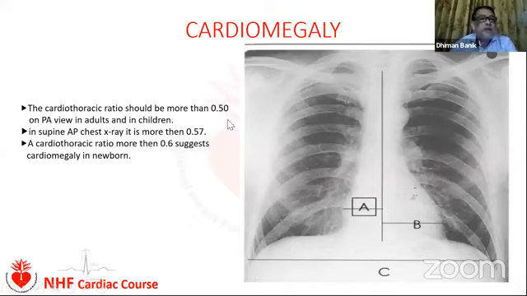If (A plus B) divided by C is greater than 0.5 in adults or in children, it is said to be cardiomegaly. In supine or AP chest X-ray, in the anterior posterior view, if the ratio is more than 0.57, it is said to be cardiomegaly. And in case of a newborn, if the ratio is more than 0.6, it is said to be cardiomegaly.